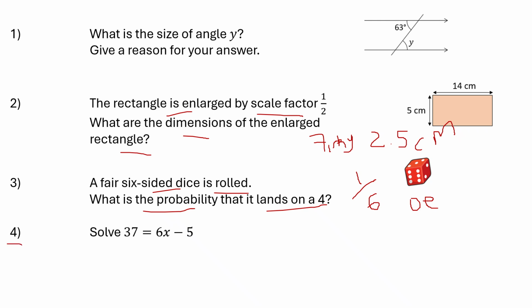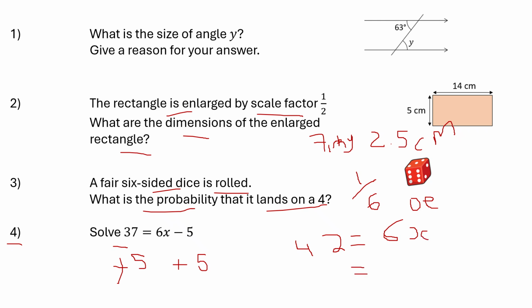Question 4. Solve the equation 37 equals 6x minus 5. Step 1, I'm going to add 5 to both sides to balance each side respectively. 37 plus 5 makes 42. So 42 is equal to 6x. I don't want 6x, I just want x. So I'm going to divide everything by 6.